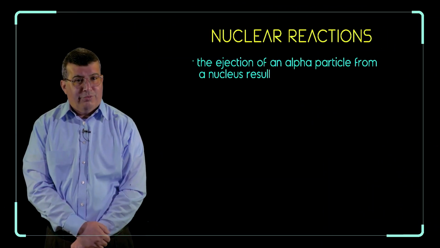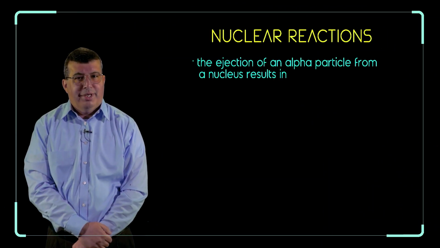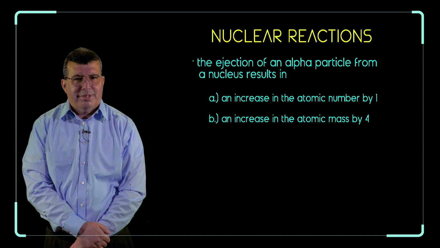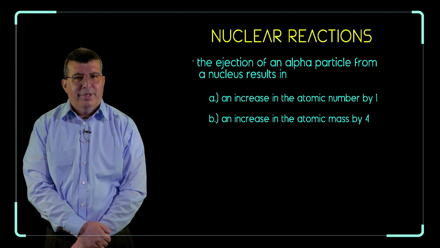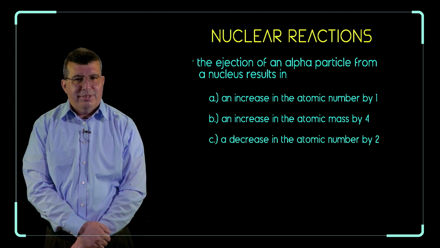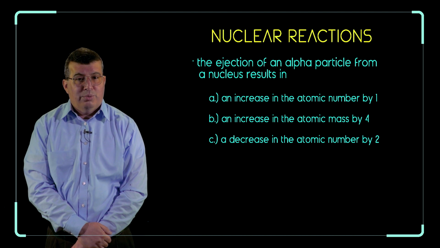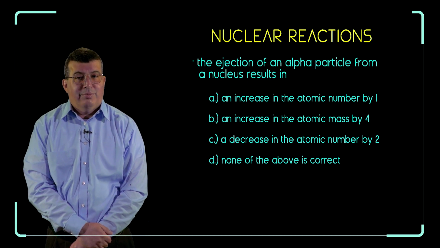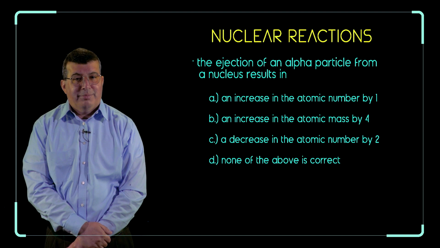Next question. The ejection of an alpha particle from a nucleus results in A, an increase in the atomic number by 1, B, an increase in the atomic mass by 4, C, a decrease in the atomic number by 2, or D, none of the above is correct. So once again, please pause and think about this and work it out, and then when you definitely have an answer, hit play again.